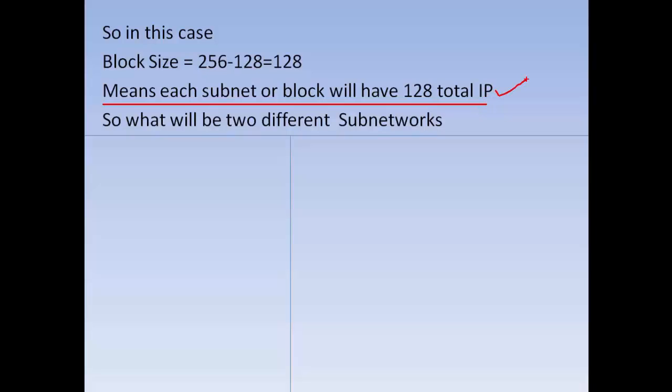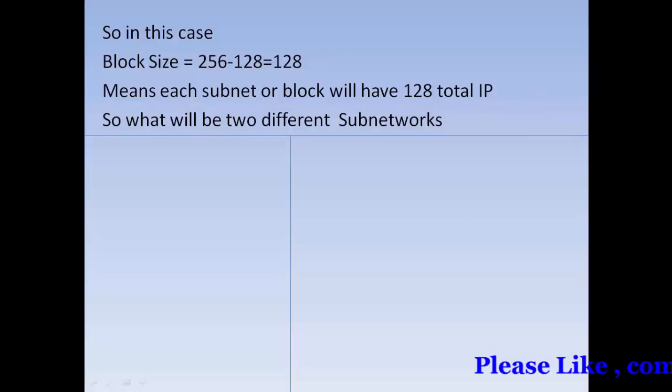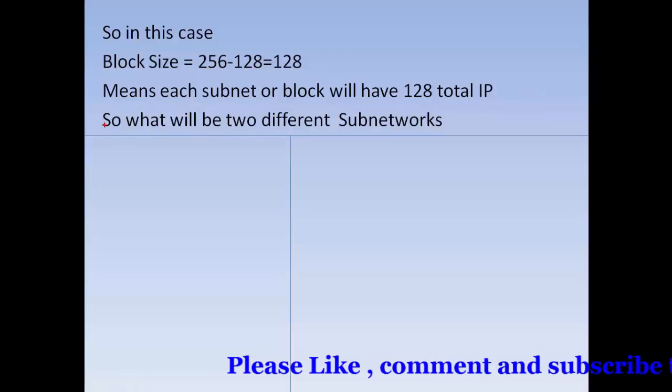The first step is to calculate the subnet mask using how many bits we need to borrow from host to network side according to the requirement. Then calculate the block size. The last step: what will be the different subnetworks now?